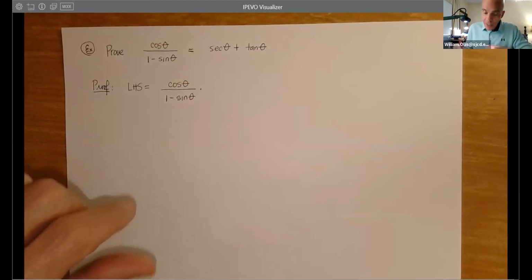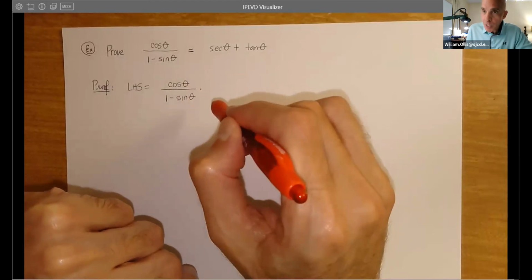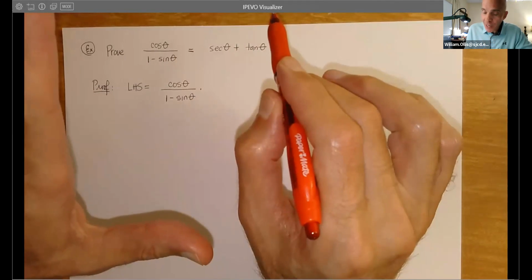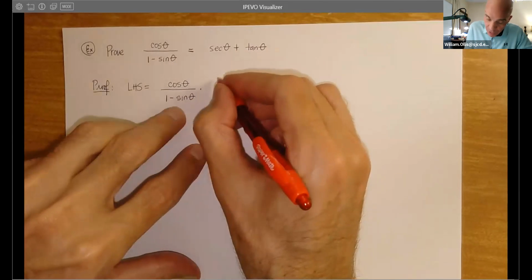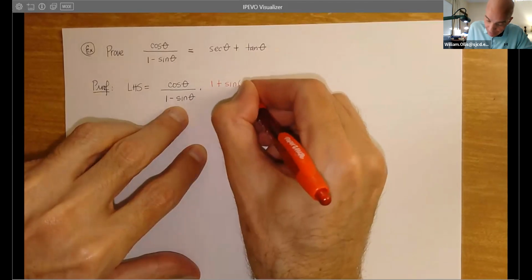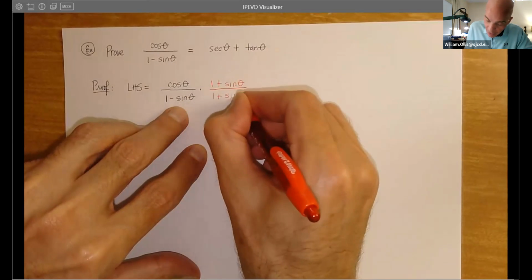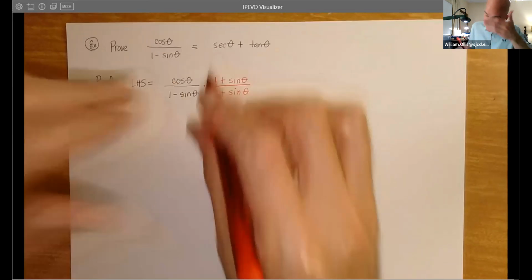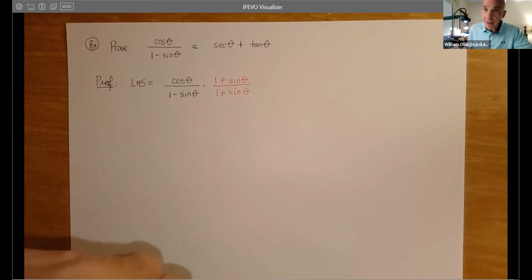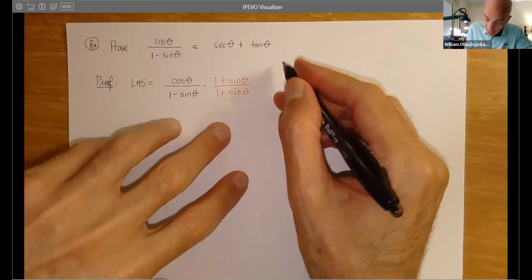The idea here is fairly simple. We're thinking if we can introduce another difference of squares, we can break up the fraction and get these two terms. So we'll take the conjugate of this: 1 plus sine theta divided by 1 plus sine theta. Again, this is all based on the fact that these are only true where they are defined. And that's good. We can live with that.